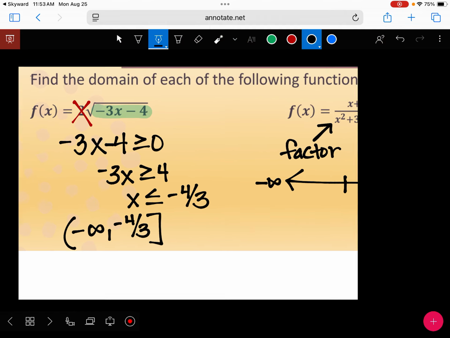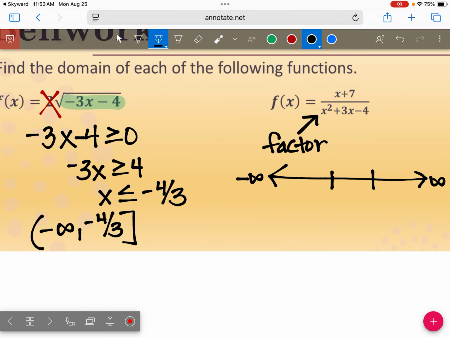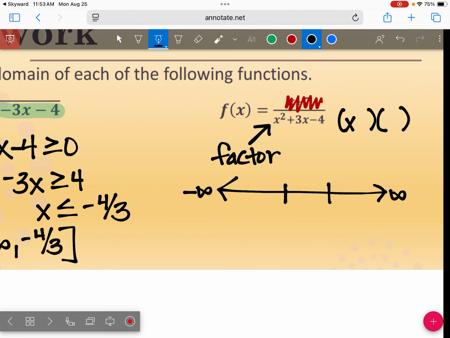All right, let's go ahead and factor. When you're talking about the domain, again, it's your denominator. And the denominator happens to be a quadratic. So in order to solve it, we have to factor it. So I need two numbers that would multiply to be negative 4, but add to a positive 3. Positive 4, negative 1.